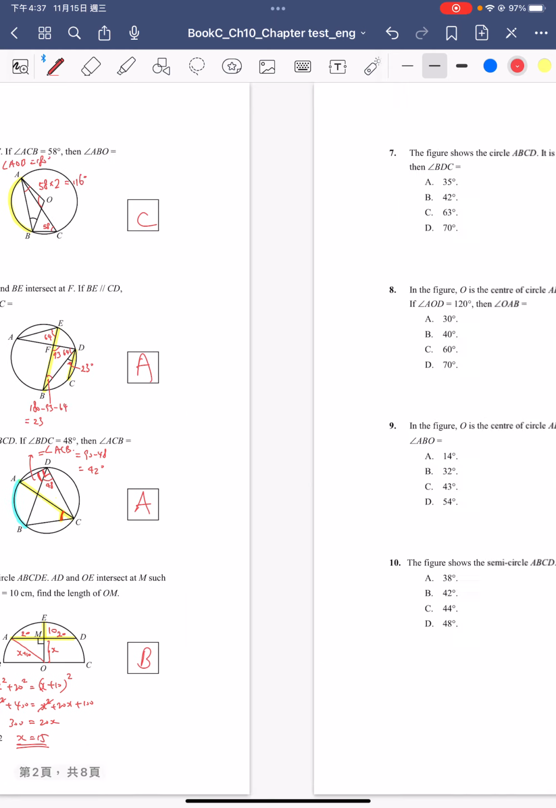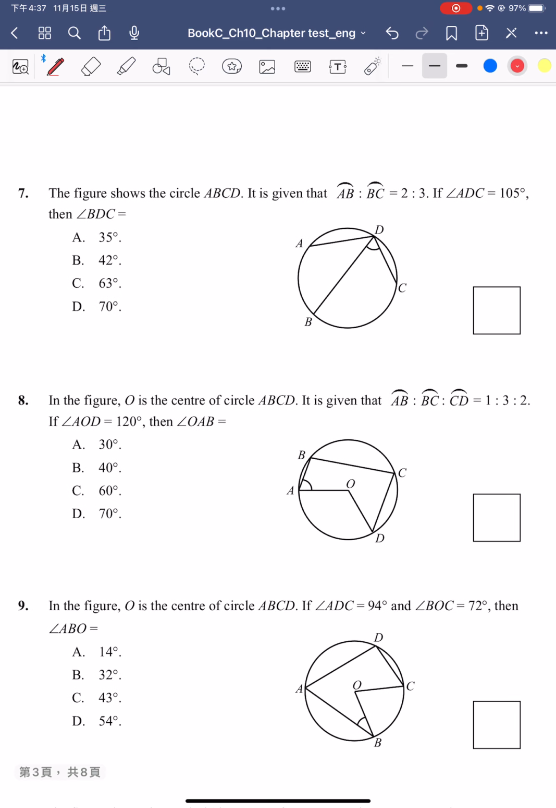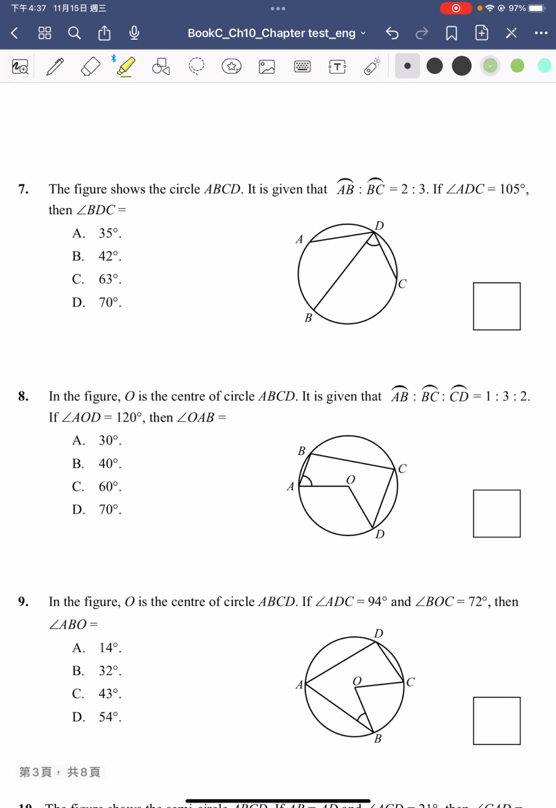Alright, question 7, we have the figure shows the circle ABCD, and the arc lengths are in the ratio. So we have the arc of AB to the arc of BC.